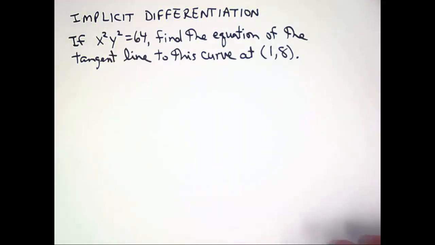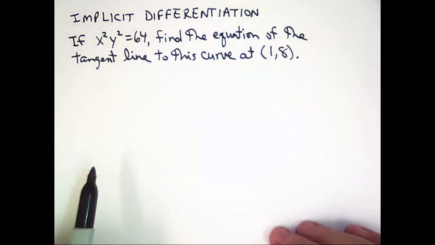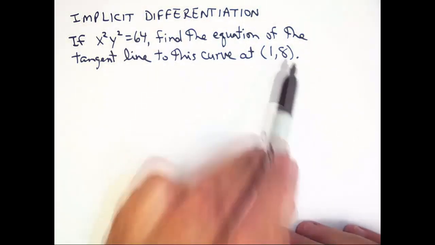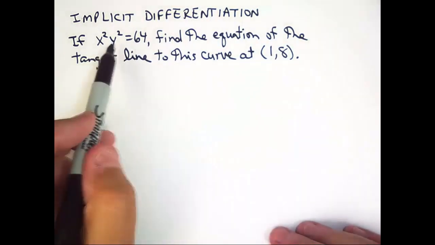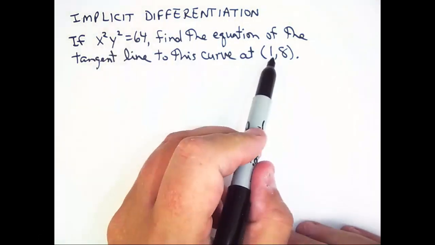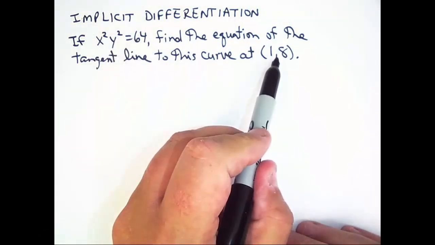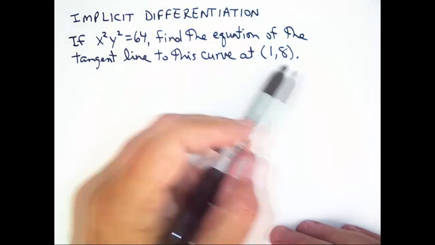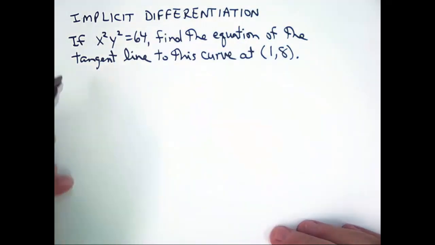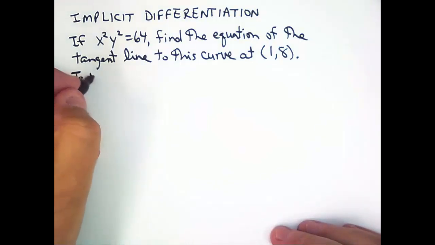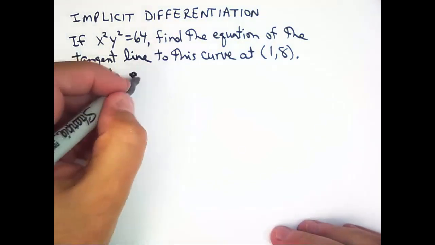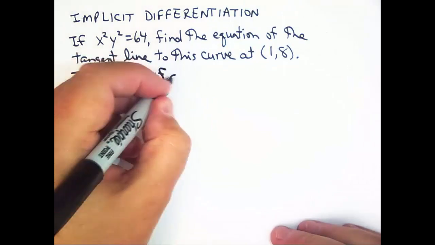Okay. This is sort of an application. It says if x squared y squared equals 64, find the equation of the tangent line to this curve at the point 1, 8. In other words, you've got a curve here, and there's a point of tangency at 1, 8, and you want to find the equation of the line. Now remember that you need to write the equation of a line.